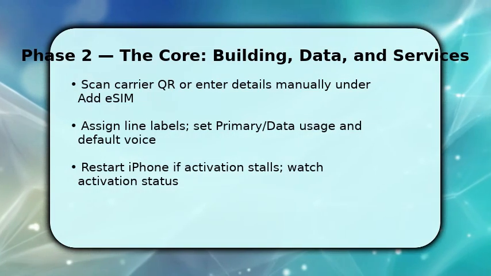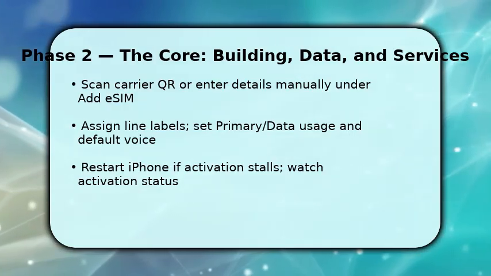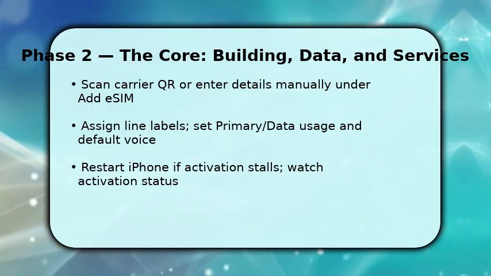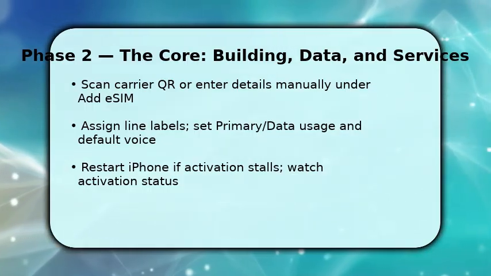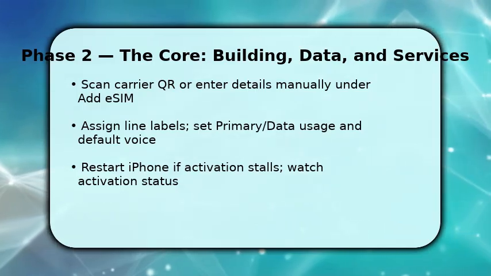You now scan the carrier QR or choose Enter Details manually. This injects the carrier profile into your phone, and it's why having the code is critical. Next, assign labels and set which line is primary versus secondary for calls and cellular data so apps route correctly.